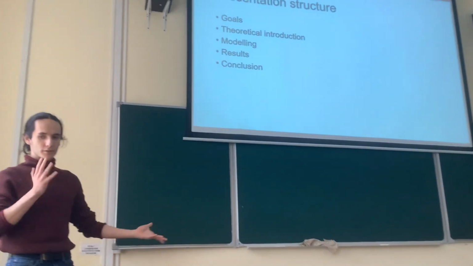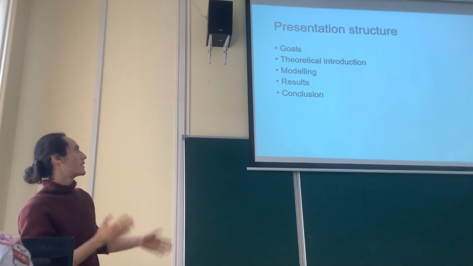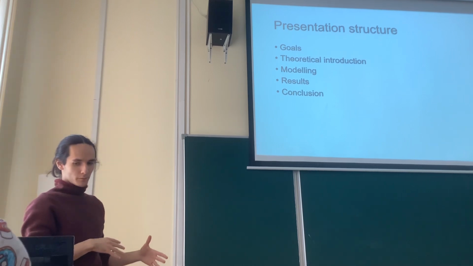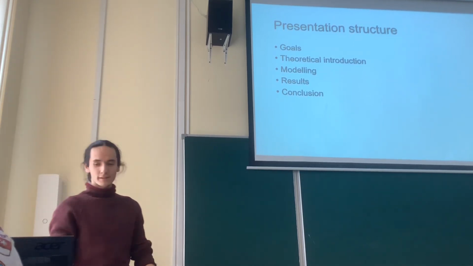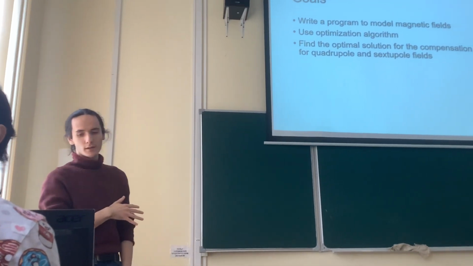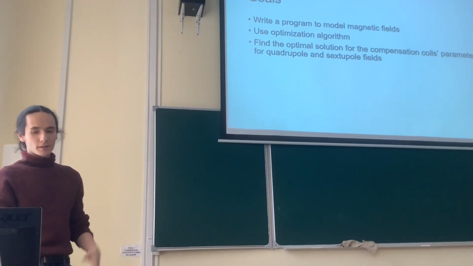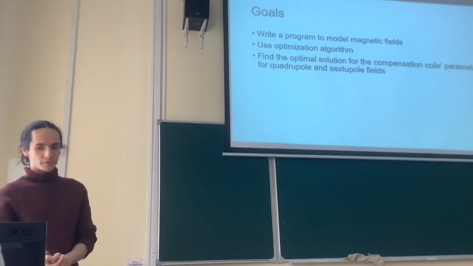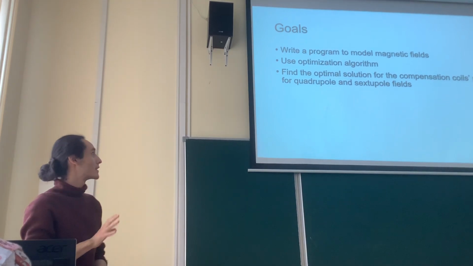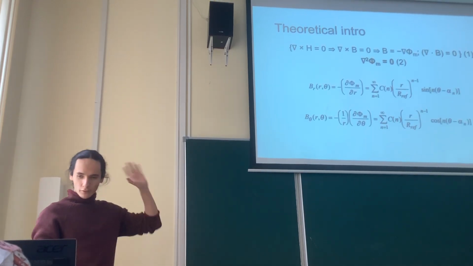My presentation plan is as follows. First my goals, then a theoretical introduction, which you won't even listen to. Then I'm going to show you the modeling and the results, and then I'm going to say that I'm actually a good scientist. For the goals, I'm required to write a program to model magnetic fields. Then I should use an optimization algorithm to find the optimal solution for the compensation coil parameters for quadrupole and sextupole fields.